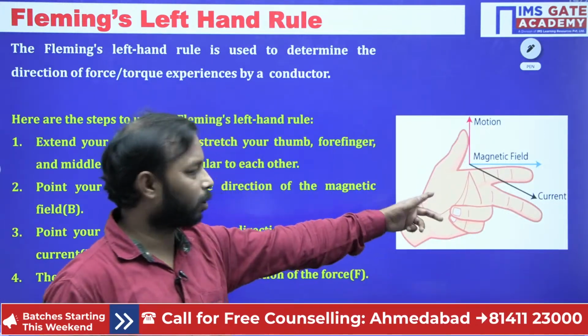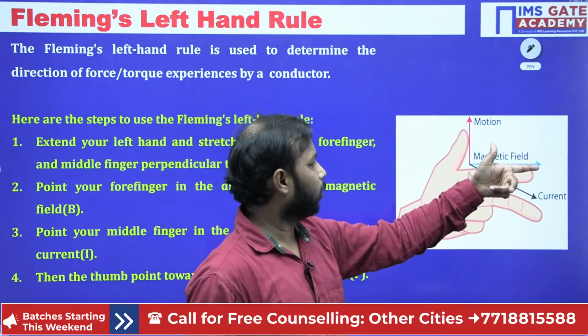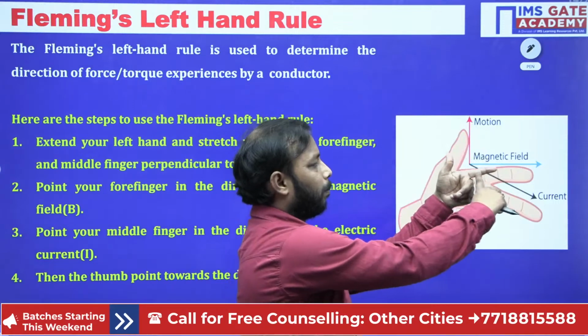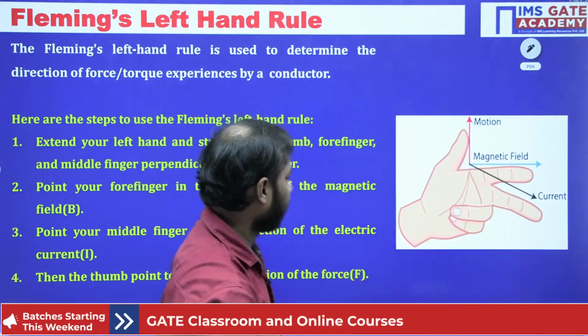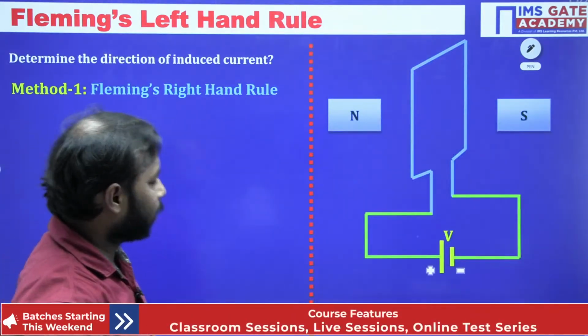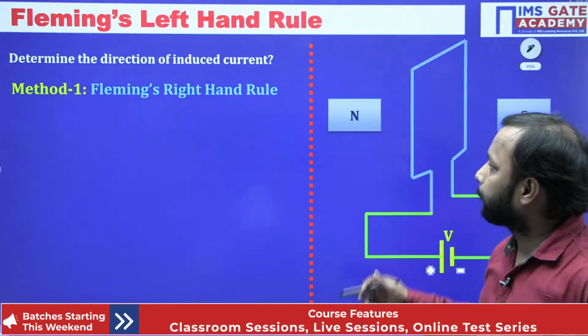See, this is your left hand: thumb for motion of conductor, forefinger for magnetic field, and this middle finger is current. Let us do some practice with this question.